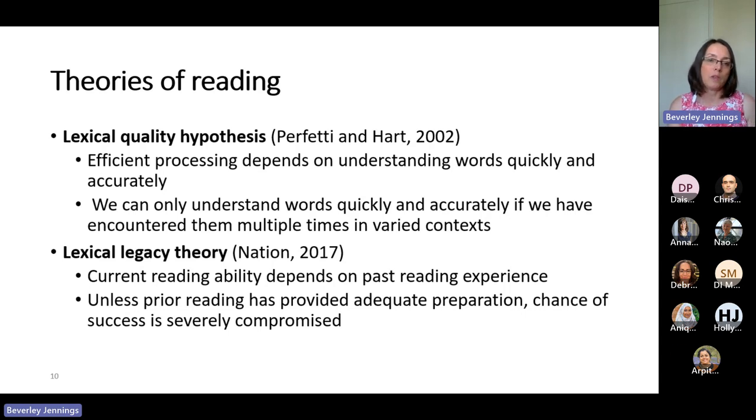And I also worked with lexical legacy theory, which again emphasises past reading experience and looks at how past reading experience affects current reading ability. So unless your previous reading has provided you with adequate preparation for the thing that you're reading right now in front of you, your success is severely compromised. So that kind of led me to think about prior reading and reading experience for my research.